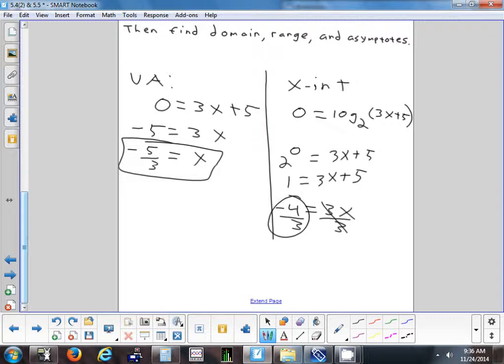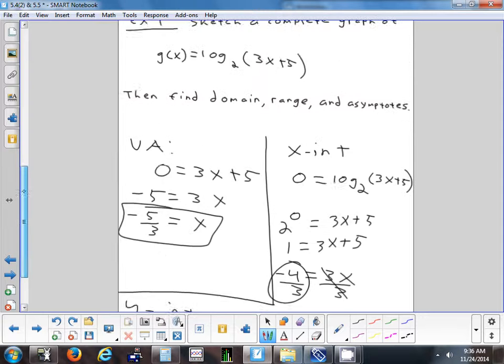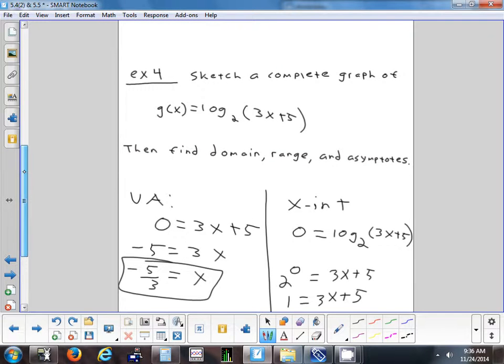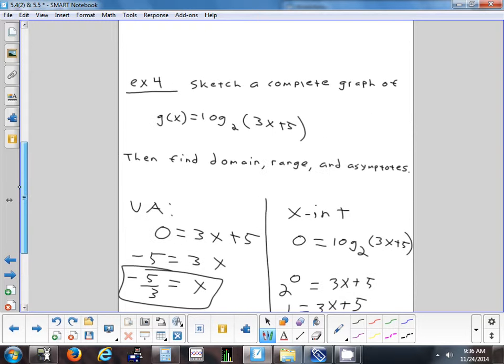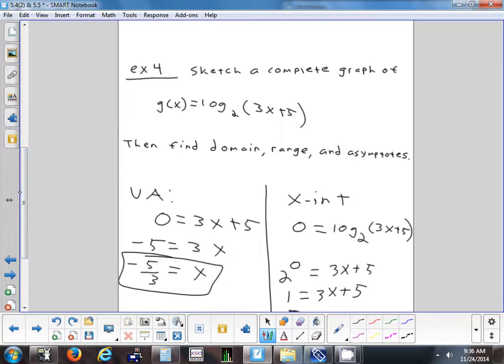And let's find the y-intercept. Now, the y-intercept might not exist. It depends. Right, so let's plug in 0 for x. So y equals log base 2 of, if I fill in a 0, 3 times 0 is 0. 0 plus 5 is just a 5.